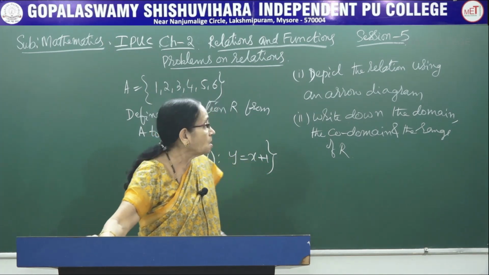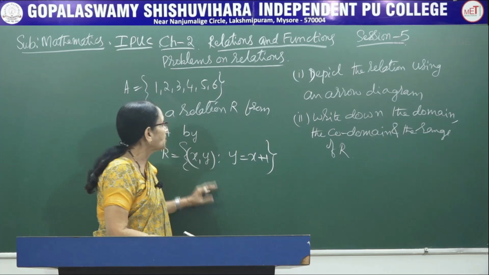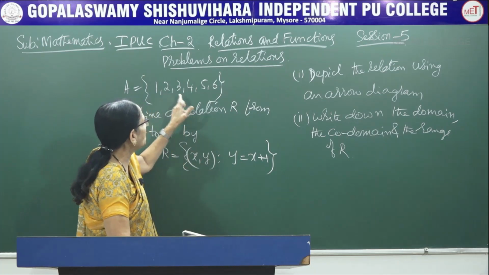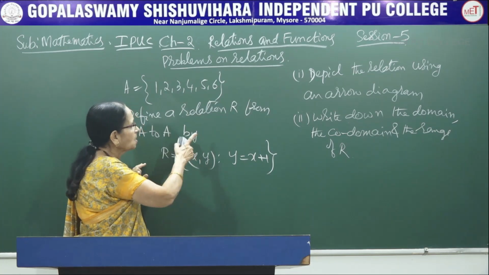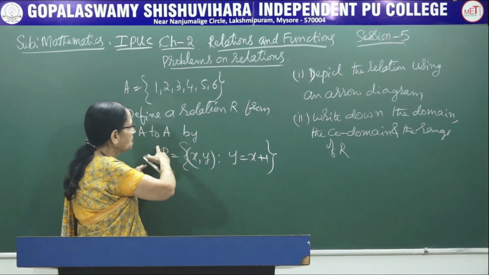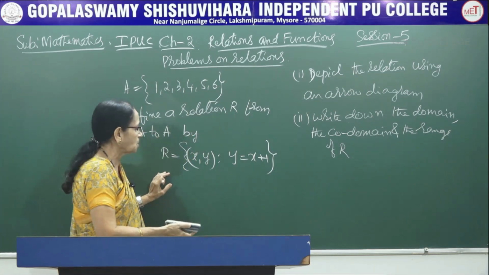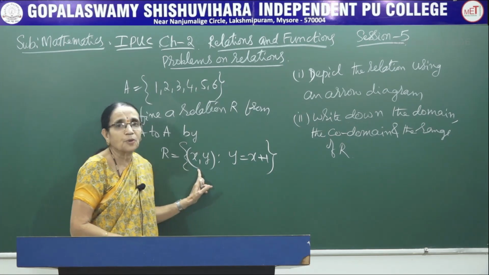Now look here. First we look at the elements of the set A. There is only one set here. A relation has been defined from the set A onto the set A itself. How is it defined here?